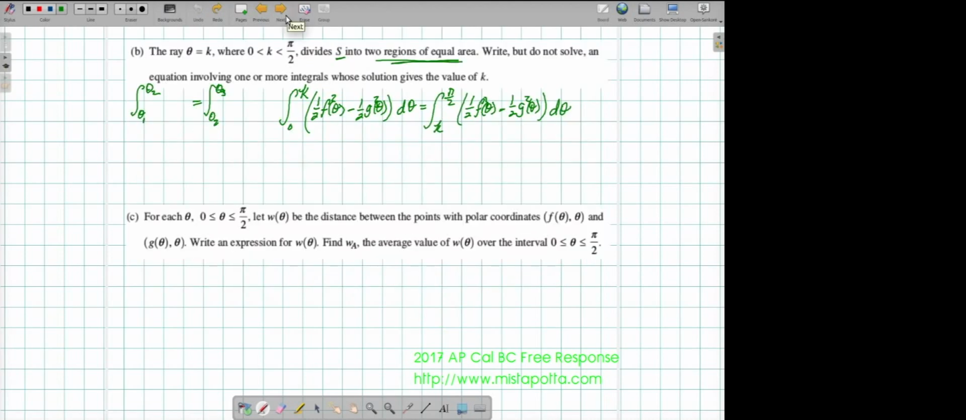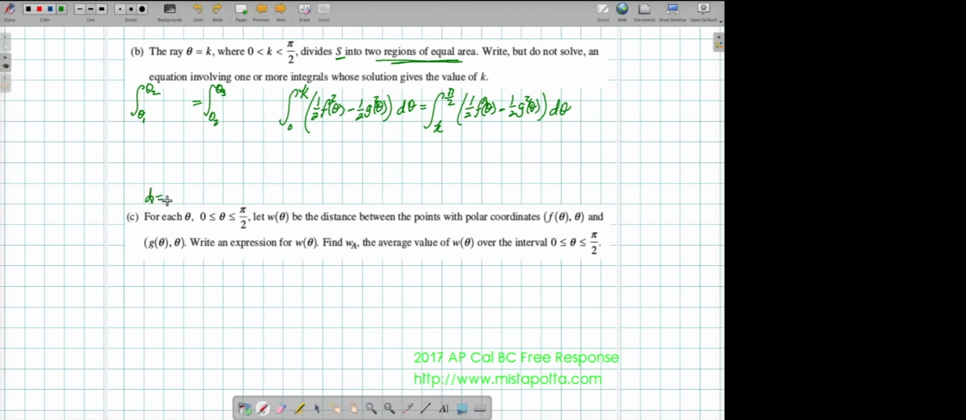Moving on to part C, it says, for each theta, 0 less than theta less than pi over 2, let w of theta be the distance between the points with polar coordinates f of theta, comma theta, and g of theta, comma theta. Write an expression for w of theta, then find WA, the average value of w of theta, over this interval. So, real quick, I'm going to make a quick note from Algebra 1.